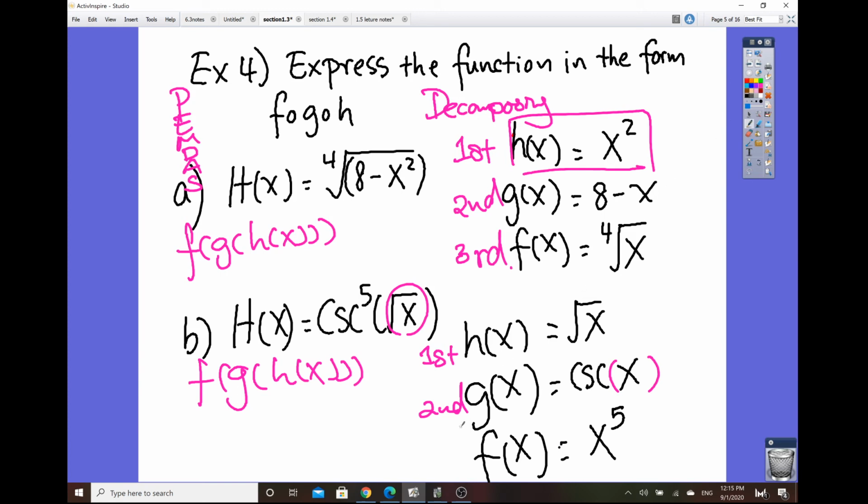So first, second, and third. Again, this one just shows the order of what you're doing first, second, and last. Inner, outer, most outer.